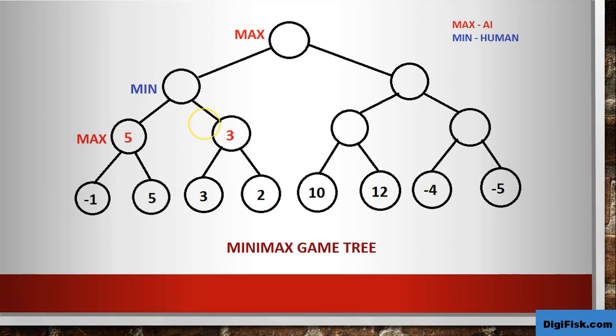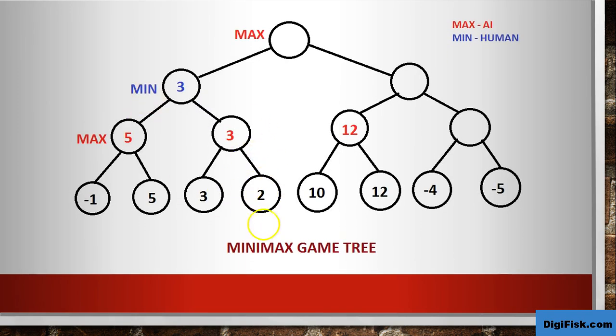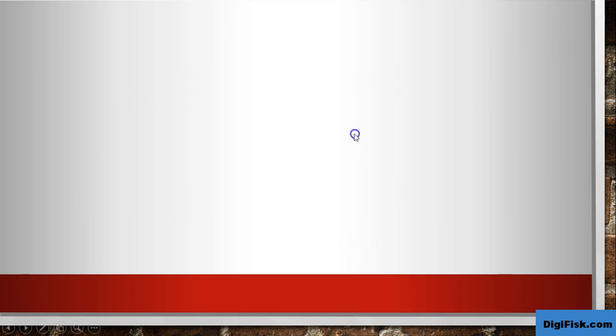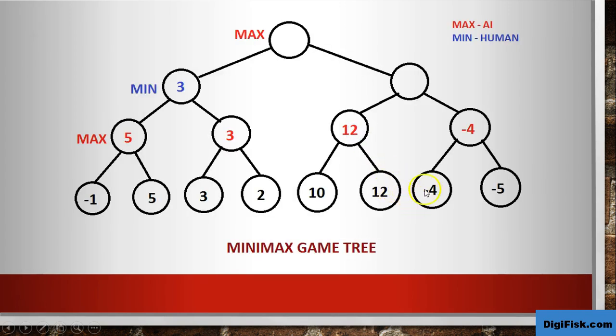Now let's go for the next. For these two, the maximizing value is 10 and 12, and the maximum of those two is 12, so we filled it with a 12. And for the next, -4 and -5, obviously the maximum value of that is -4, so we've chosen -4 in here, and we filled with that as well.